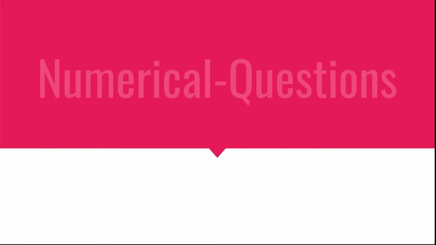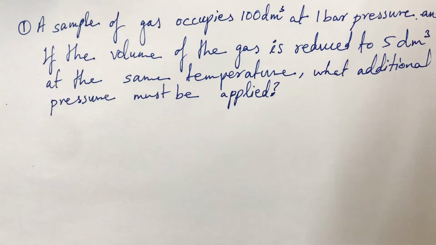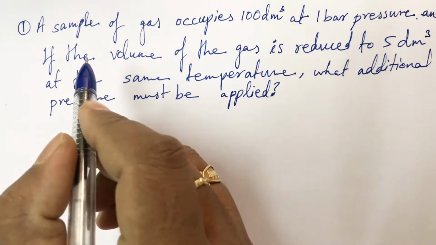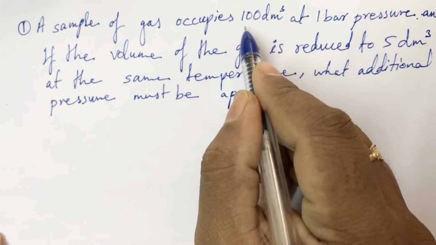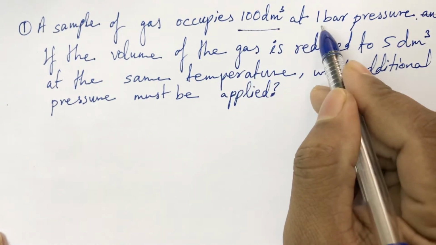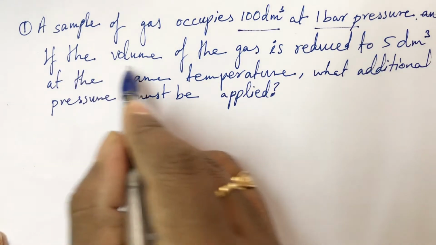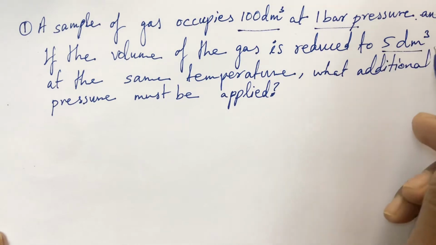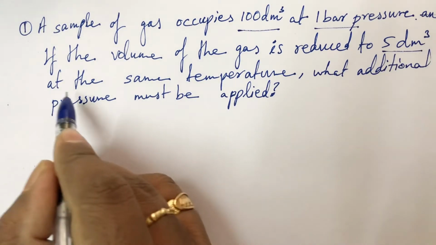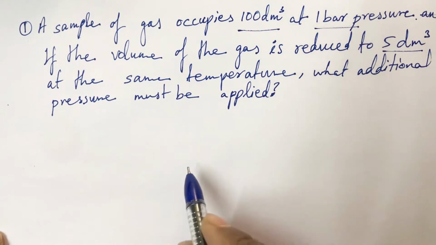Today we are going to discuss numerical questions related to gas laws. So students, here comes our first question. A sample of gas occupies 100 dm cube at 1 bar pressure. If the volume of the gas is reduced to 5 dm cube at the same temperature, what additional pressure must be applied?